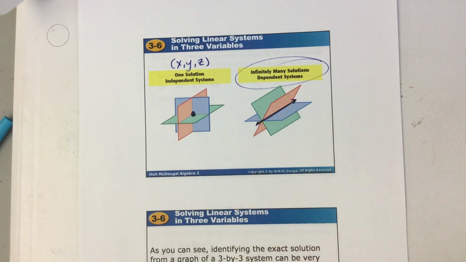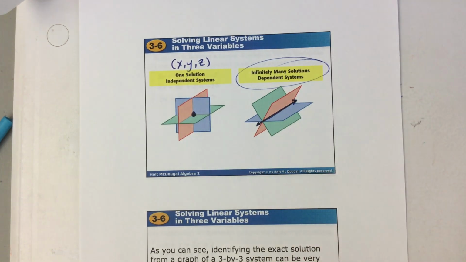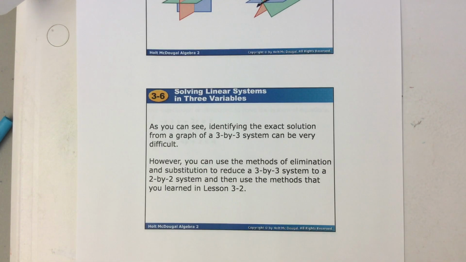If you end up with all of your variables canceling and you have like 5 equals 5, well, 5 always equals 5. So what that means is that there's a location where they intersect where it's going to form a line. So you would have an infinite amount of solutions. Okay. So as you can see, identifying the exact solution from a graph would be really difficult. Okay. We are not going to solve by graphing.